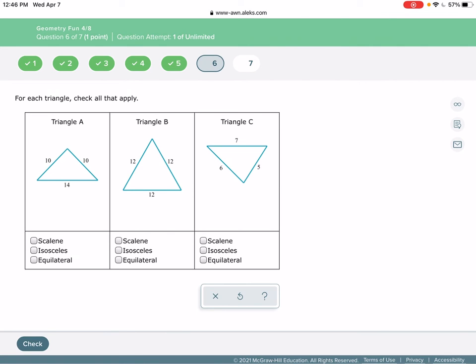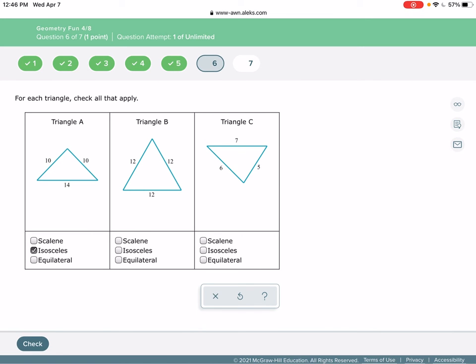Let's look at triangle A. Just look at the lengths of your sides. You've got 10, 10, and 14. So you've got 2 sides that are the same, those 2 legs, 10 and 10, and then 1 side that's different. If you have 2 sides that are the same, you've got an isosceles triangle.